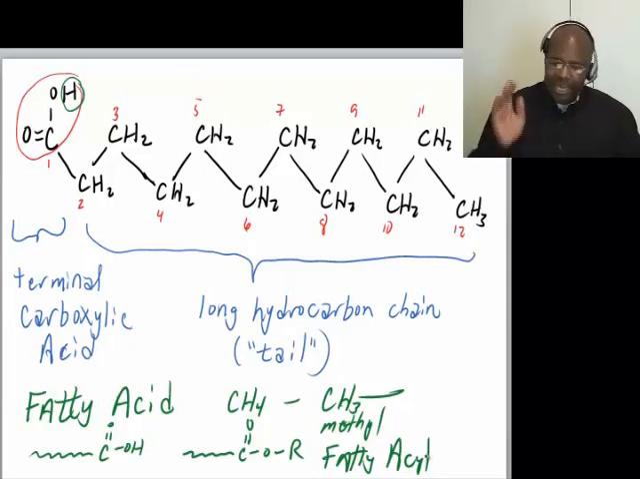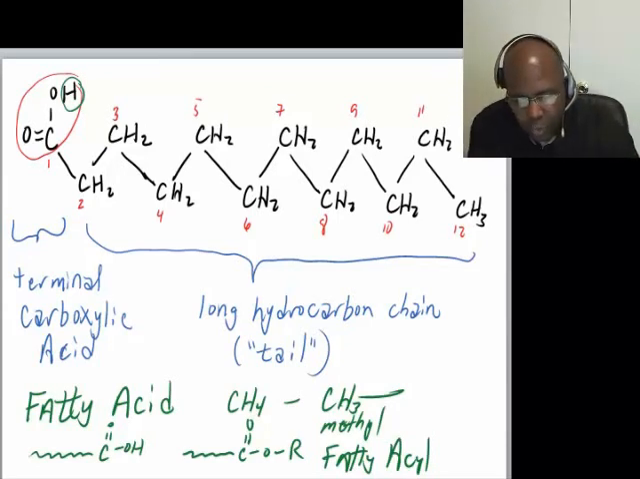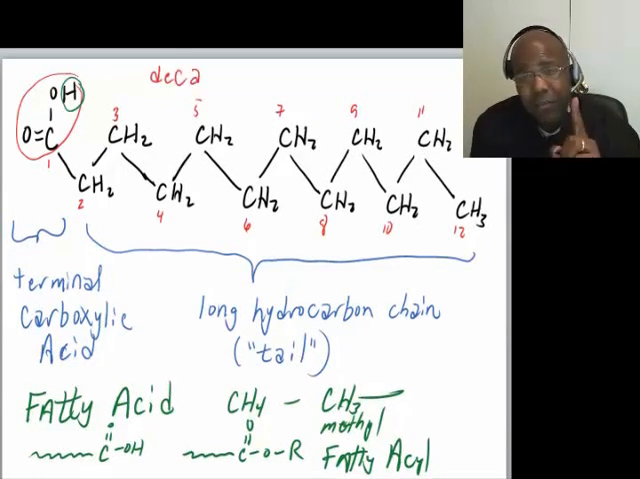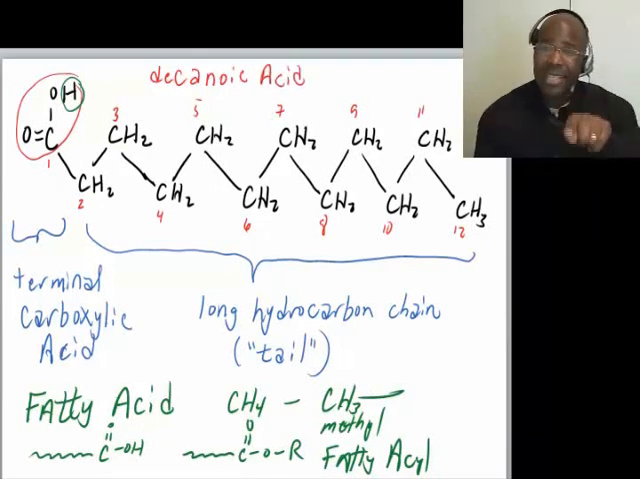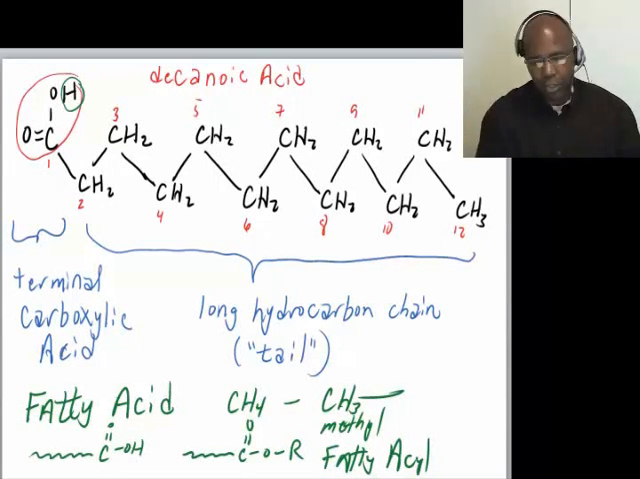Let's go ahead and name this fatty acid while we're here. Since this fatty acid has 12 carbons, I don't really have anywhere to write this, but I'll put it right up top. Since it has 12 carbons, we can call this deca. Deca means 10. So if this fatty acid had 10 carbons, we would call it decanoic acid. But it has 10 plus 2, so we have to add 2. It has 12.